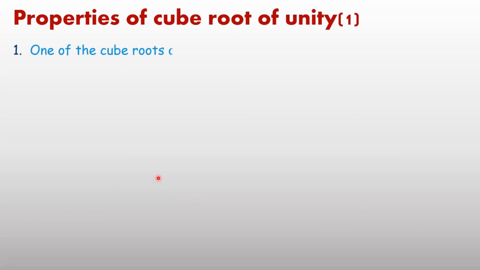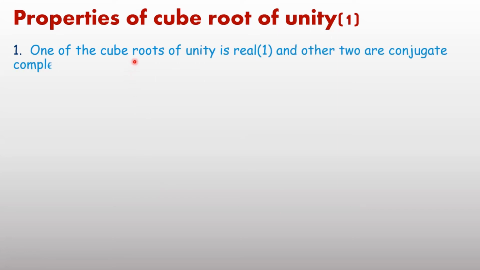Some properties of cube root of 1. First property I discussed: one of the cube roots of unity is real and the other two are complex numbers such that both are conjugates of each other.